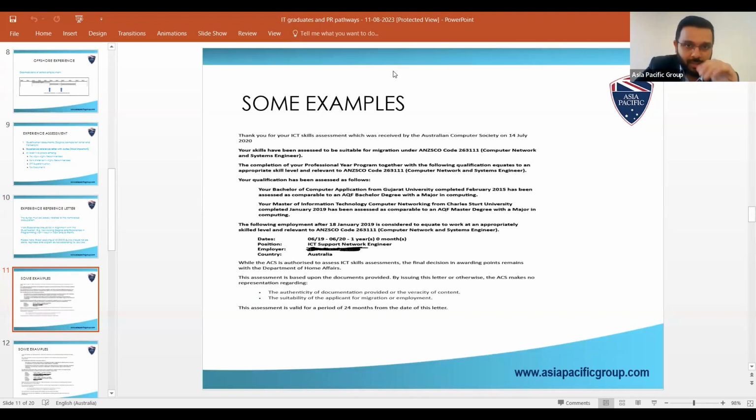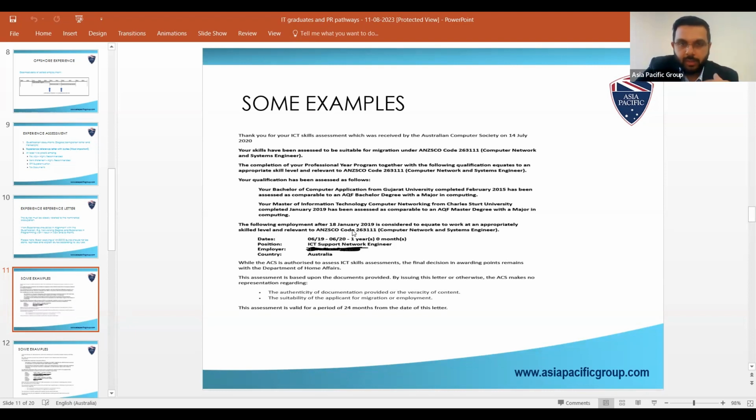There are 2 examples of this. If you look at this example, it's interesting because this is a person who got the computer network and systems engineer occupation. They have done a professional year program and a BCA from India, majoring in accounting. And then they have also done an MIT in computer networking from a chartered university in NSW, completing in January 2019. If you notice what they've done for immigration, because this person has done the professional year and one year of experience from 2019 to 2020, they got 5 points for it. And this is called a deemed date.